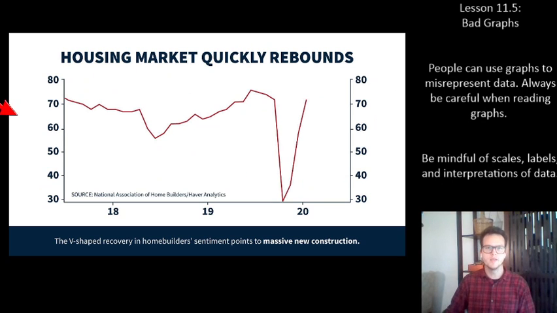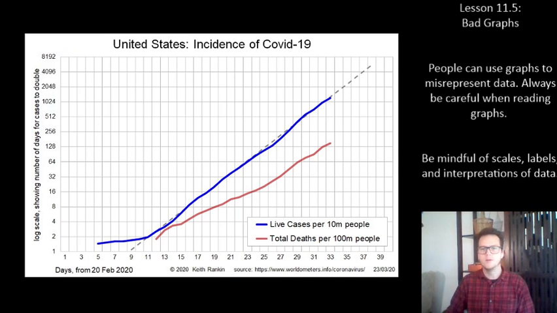All right, housing market quickly rebounds. There's a source here. Again, I believe the data is good, but nothing's labeled. What do these stand for? What is this 30, 40 to 80? I don't know what that means. I'm assuming these numbers on the y-axis are years, 2018, 2019, 2020, but I don't know. And then they put the y-axis over here again. That's just weird. That's not necessary. Anyway, numbers went down, and then maybe they came back up. I don't really know what this is trying to say. Bad graph.